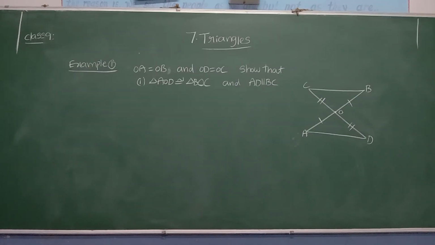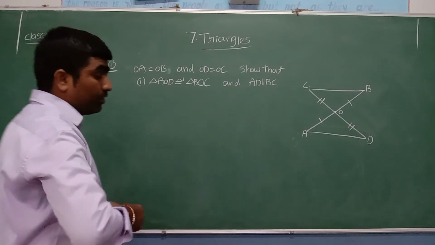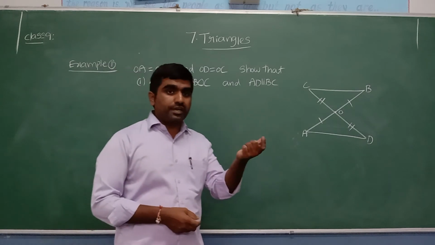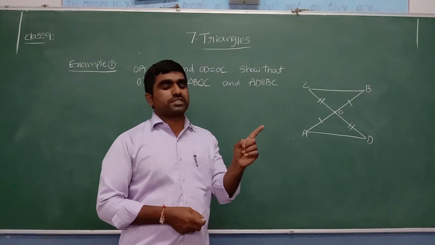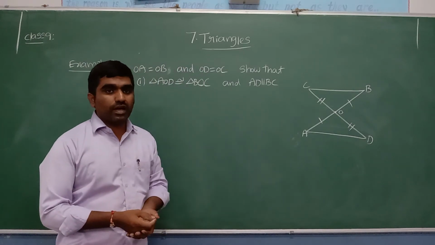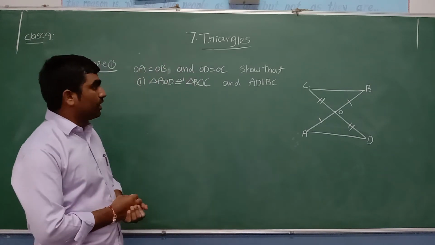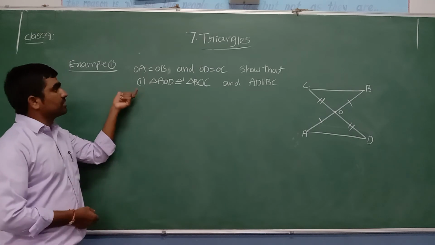Yes, children, now we will see one example based on the SAS congruency rule. Just now we learned the SAS congruent rule. What is the condition? Two sides and the included angle of the first triangle are equal to two sides and the included angle of the other triangle. Then they are congruent by the SAS congruent rule. So based on that, let's see one example.